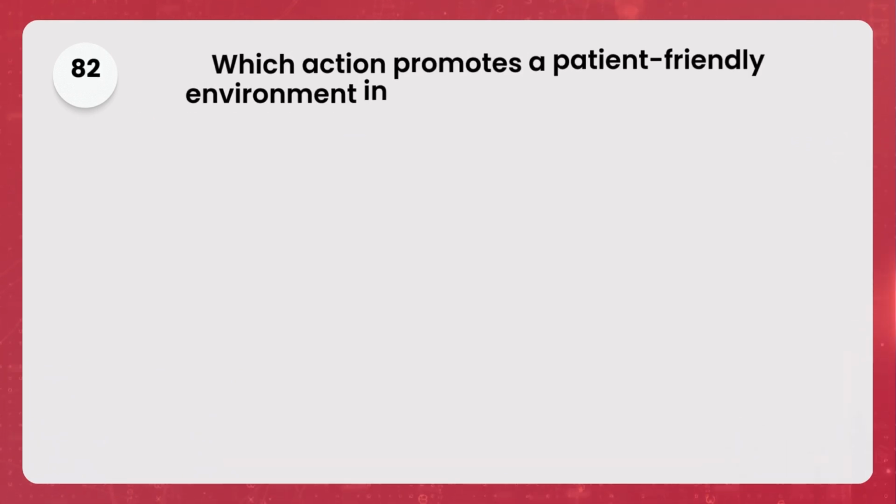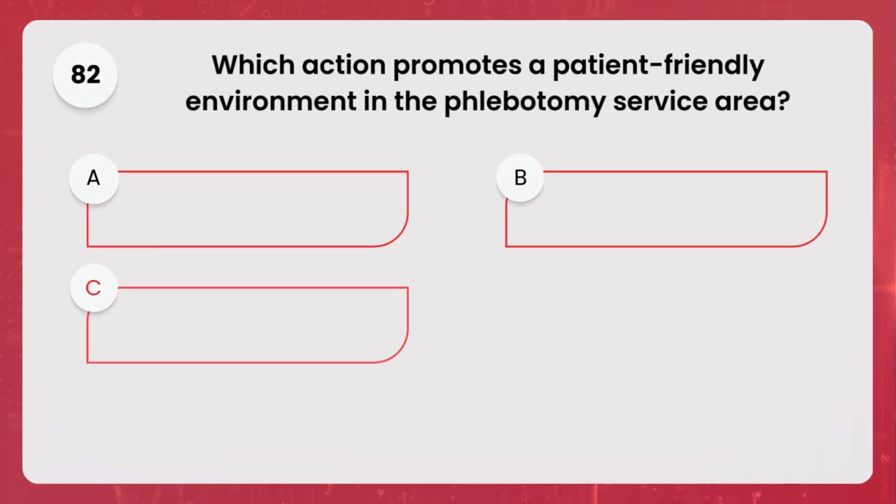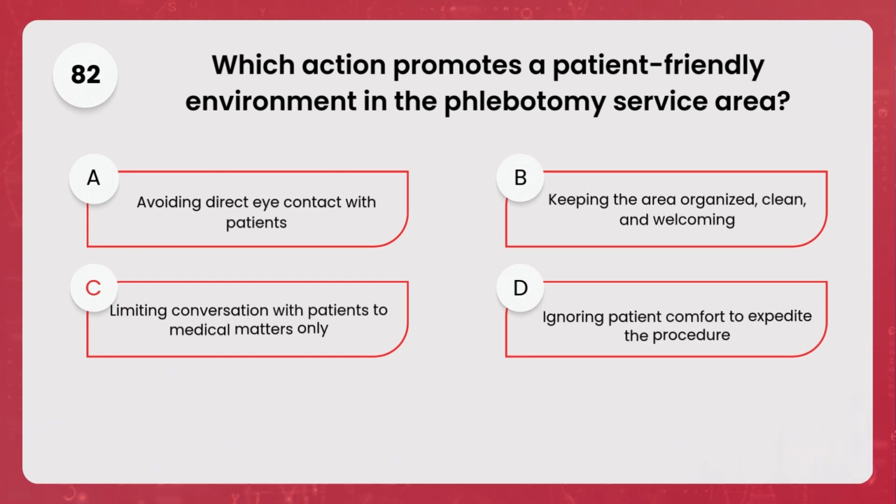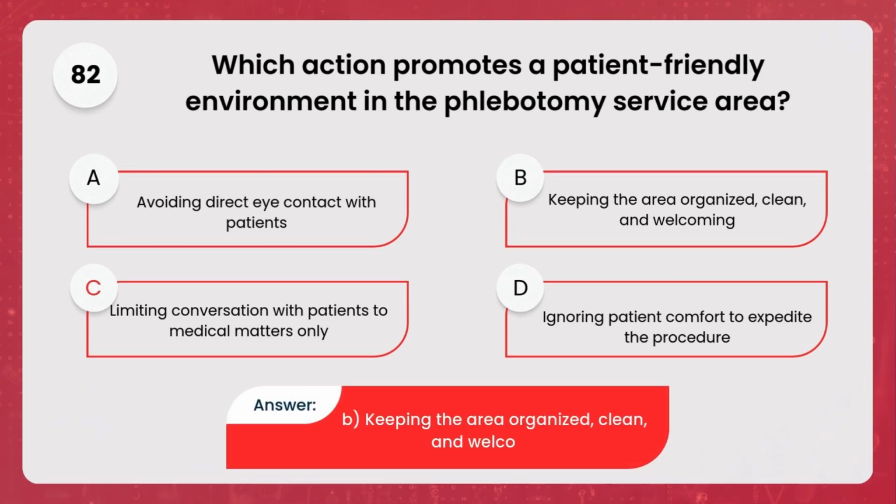Number 82. Which action promotes a patient-friendly environment in the phlebotomy service area? A. Avoiding direct eye contact with the patient. B. Keeping the area organized, clean, and welcoming. C. Limiting conversation with patients to medical matters only. D. Ignoring patient comfort to expedite the procedure. The answer is B. Keeping the area organized, clean, and welcoming.